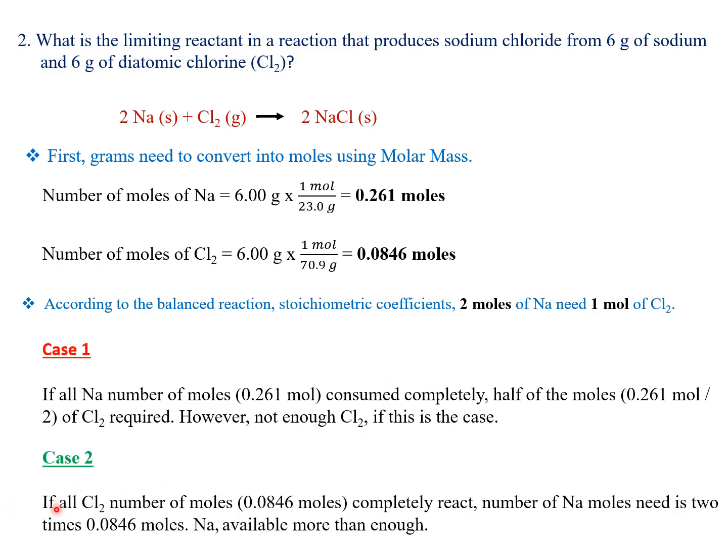Case number 2. If all chlorine moles, that is 0.0846, completely consumed, the number of sodium moles needed with that amount is double that amount, 0.0846 times 2, but we have more than that sodium available. That means sodium is our excess reactant and chlorine should be our limiting reactant. Chlorine is completely consumed, and even after the reaction, some of the sodium is remaining.